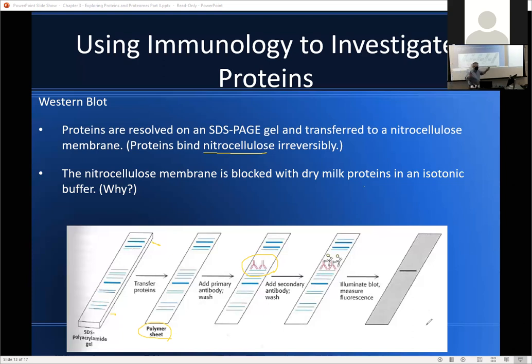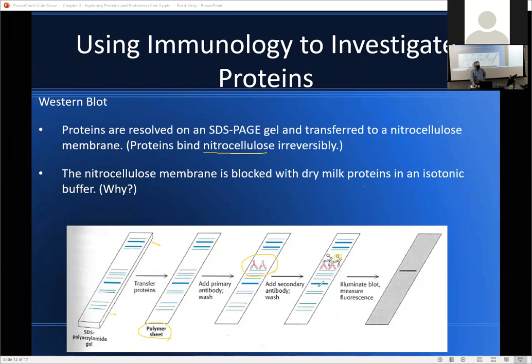But let's just say we're using a rabbit polyclonal serum in this case. So our secondary antibody would be, for example, goat anti-rabbit HRP conjugated. That means they're going to stick to rabbit antibodies, and they're conjugated to horseradish peroxidase.